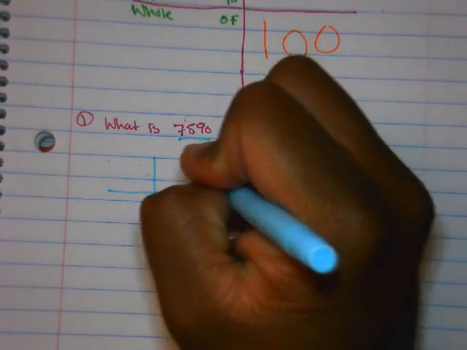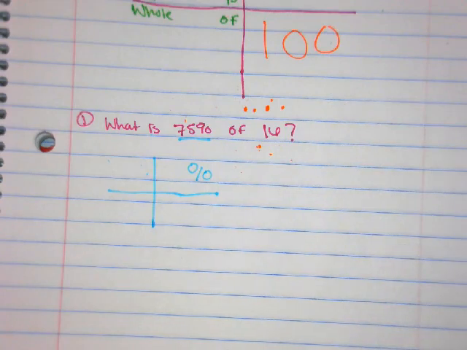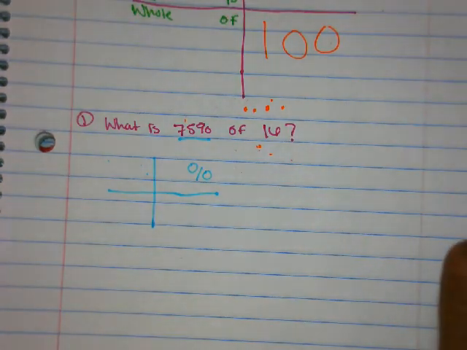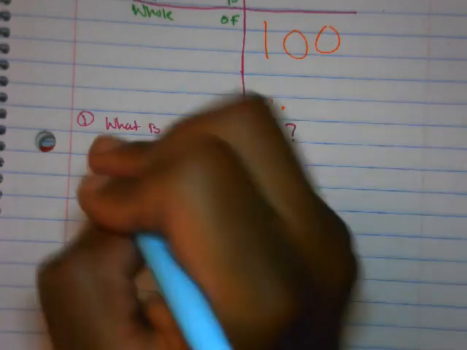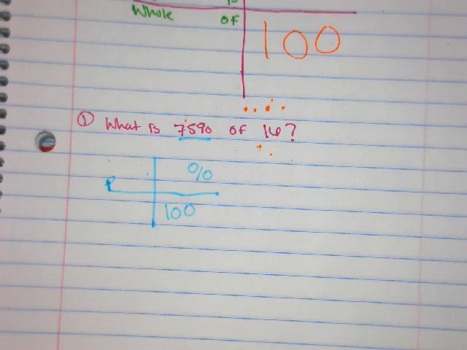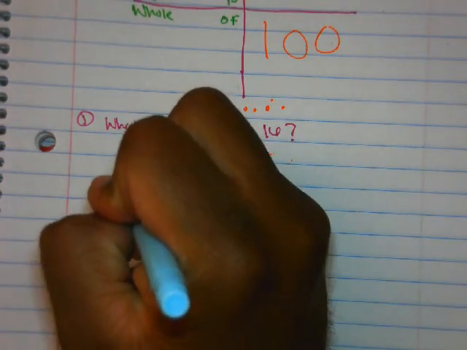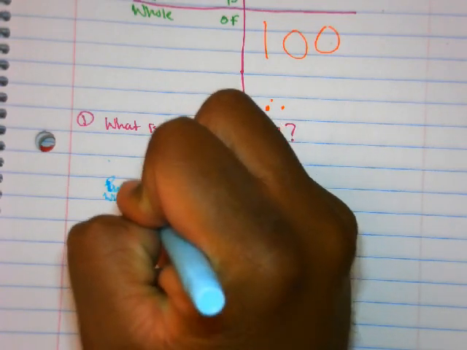What goes here in the top right? Always percent. What goes below the percent? Always 100. Why? Because percent means out of 100. What goes here always at the top? What's that P stand for? Part. What's the W stand for? Whole. And here's is and then of.